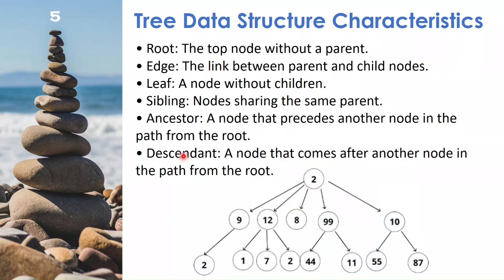An ancestor is a node that precedes another node in the path from the root. So 2's parent is 9, but if you want to talk about 2's ancestors, then it's 9 and the nodes above it, the whole deal that comes before it. Then descendants are the opposite, right? A descendant is a node that comes after another node in the path from the root.